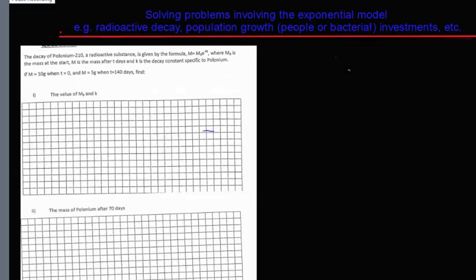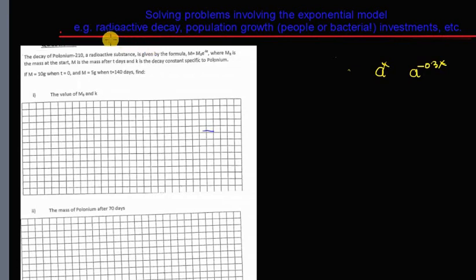This video deals with solving problems involving the exponential model. Basically, exponential model just means something like a to the power of x, or it could be a to the power of maybe some minus constant, maybe say minus 0.3x. So they're kind of exponential numbers.